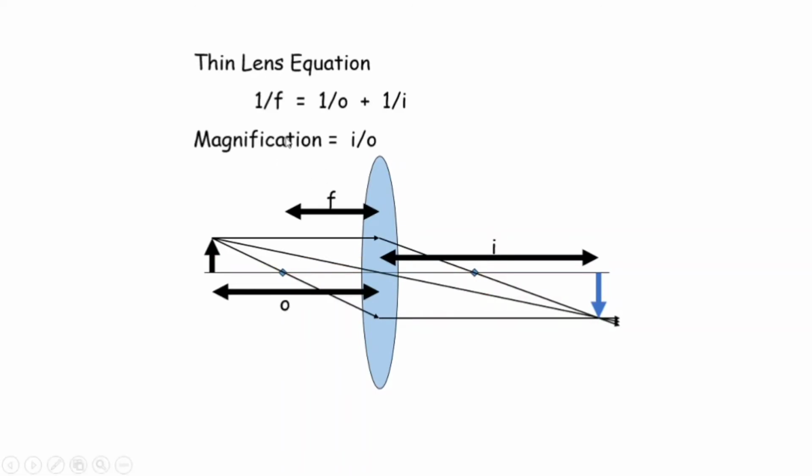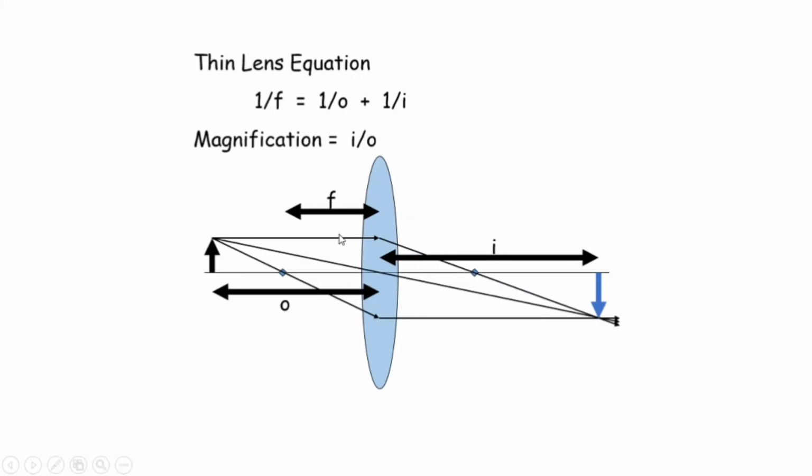Thin lens equation: 1 over f is equal to 1 over o plus 1 over i. This is used to calculate the focal length of the particular lens used. It equals 1 upon the object distance plus 1 upon the image distance, and the magnification is the ratio of the height of the image to the height of the object. This is the thin lens formula for the calculation of the focal length of the lens used in the optical lens system, and this is the formula for magnification, the ratio of the height of the image to the height of the object.